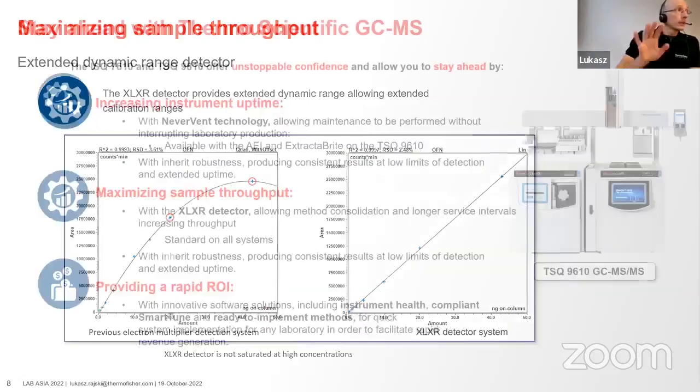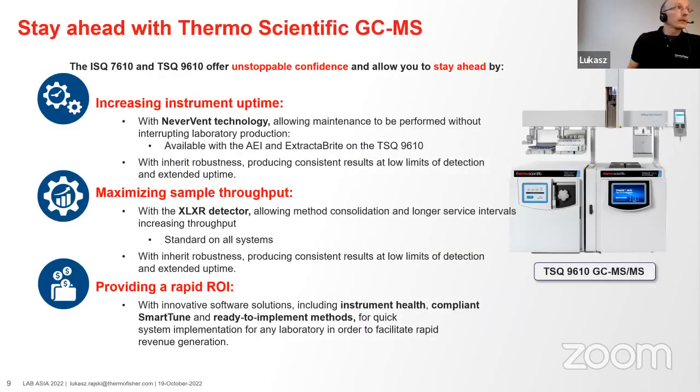model. So we can summarize that with our new line of instruments, we have increased the instrument uptime, because thanks to the never vent technology, you don't have to vent the instrument so often, and then you don't have to pump down. You can maximize the sample throughput because you now have a broader dynamic range of your detector.